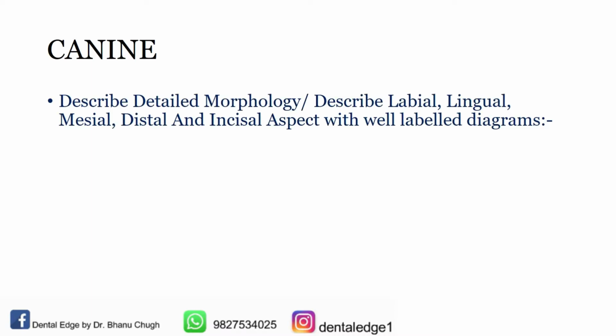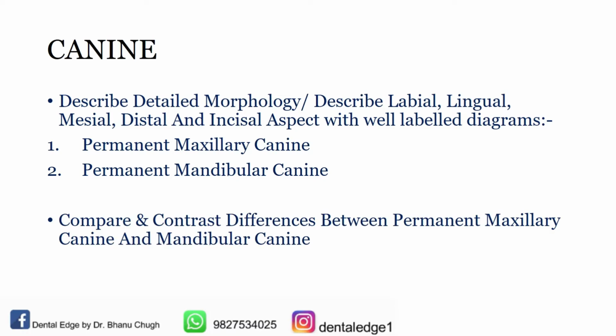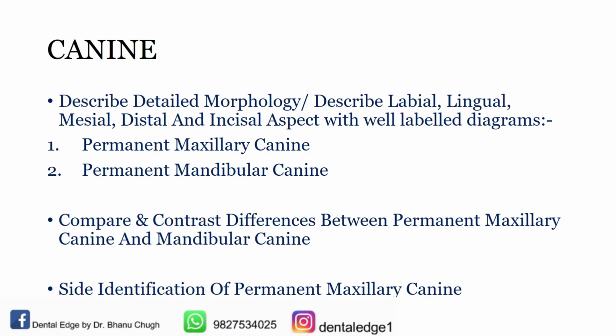So next is canine. Now it is again a very important tooth and it is frequently asked. In the canine, you can be asked to describe detailed morphology or describe the labial, lingual, mesial, distal and incisal aspect with well-labeled diagrams of permanent maxillary canine and permanent mandibular canine. Anything can be asked. Then you can also be asked to compare and contrast differences between permanent maxillary canine and mandibular canine. Sometimes you can be asked to write about side identification of permanent maxillary canine.